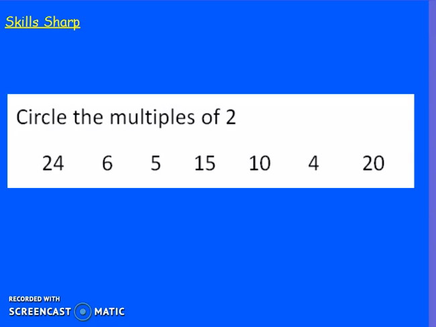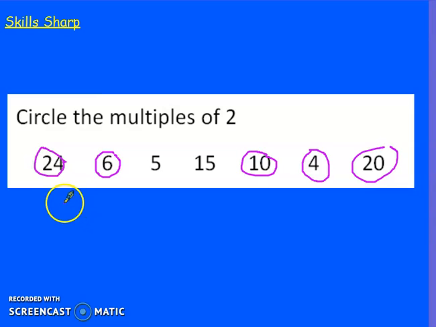Count with me. 2, 4, 6, 8, 10, 12, 14, 16, 18, 20, 22, 24.